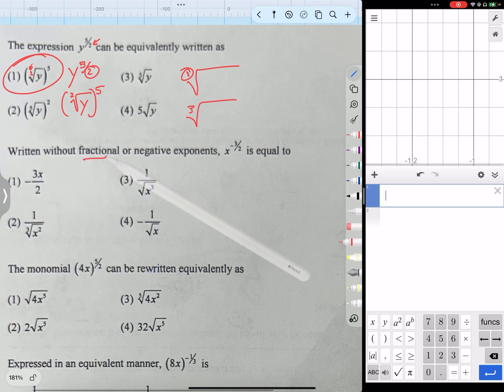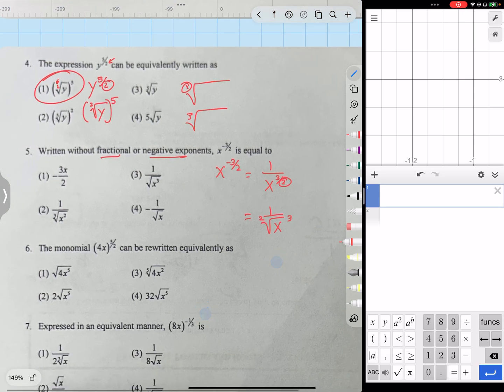Write without fractional or negative exponents. All right, I like to get rid of the negatives first, so I put the x in the denominator, and now it's a happy exponent. And then the 2 means to square root it, and the 3 means to cube it. And notice they've changed their notation just a little bit here. They've put the 3 on the inside, and you can do that. Remember, we get our choice. We can square root first and then cube it, or cube root, then square root. And there they've said, hey, I'll cube the inside, then I'll square root it.